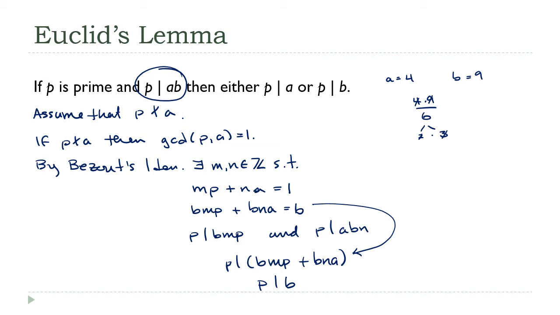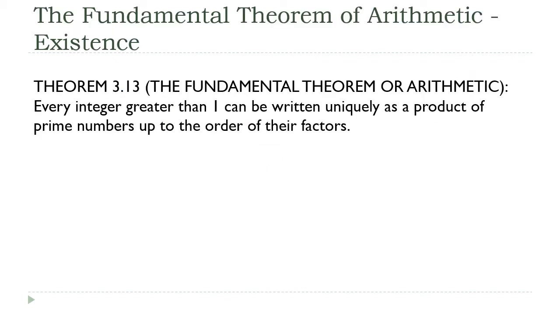Now just kind of hold on to this. We're going to use this in the next slide or two when we actually start getting into proving the fundamental theorem of arithmetic. So there's really two things we need to prove in this theorem. The first thing we need to prove is that this prime factorization exists. And the second thing we have to prove is that this prime factorization is unique.